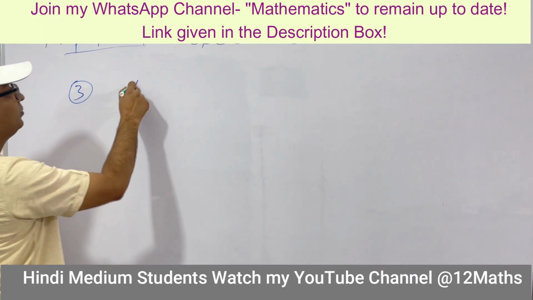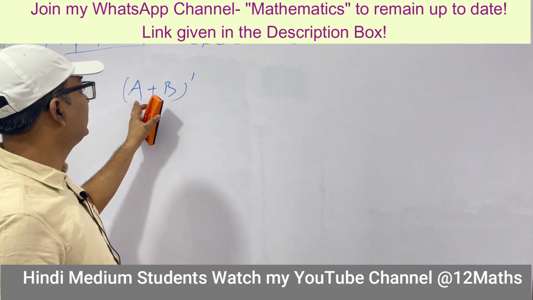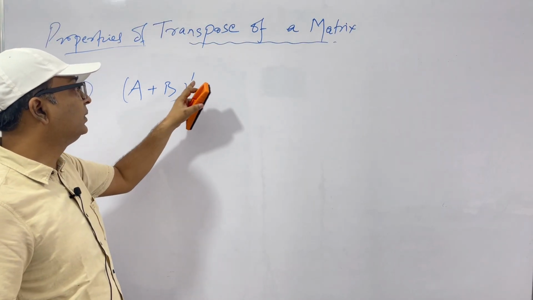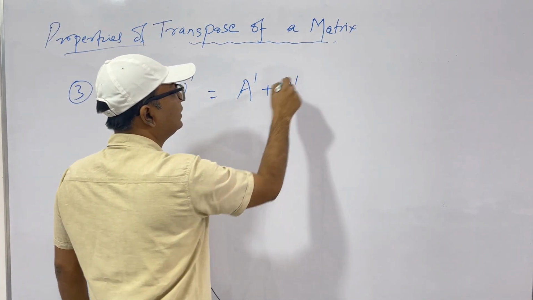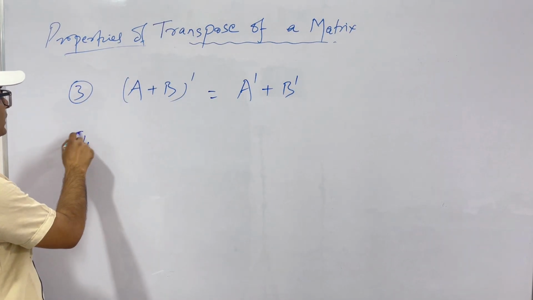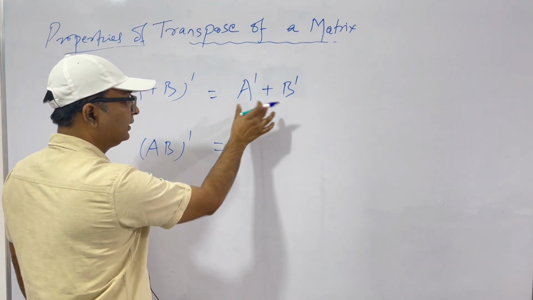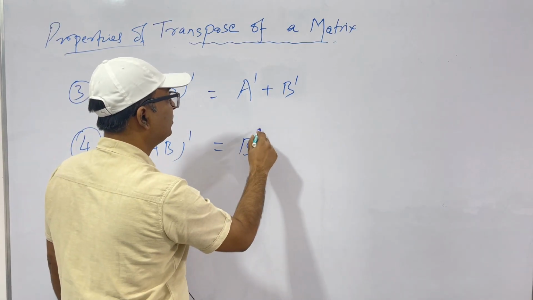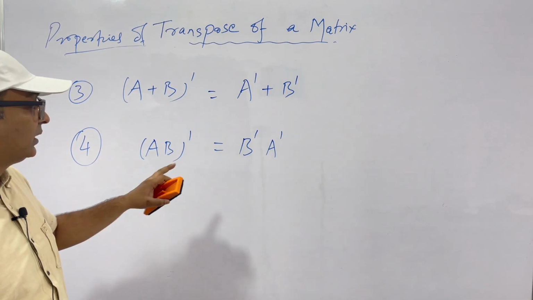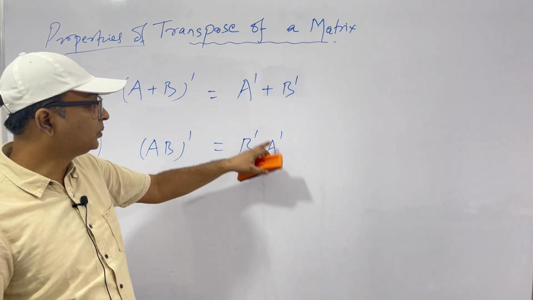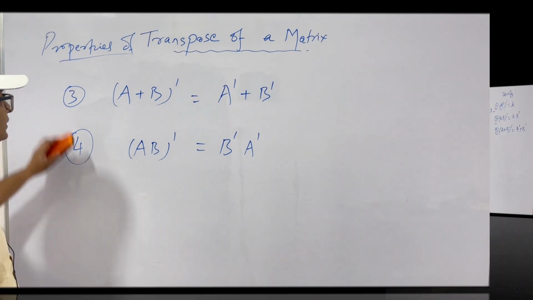The third property is very important. If we have addition of two matrices, then the transpose of the sum of two matrices, A plus B whole transpose, is simply A dash plus B dash. Learn it by heart. Fourth is the transpose of the product of two matrices. It's like this, but it will reverse. This will become B dash into A dash because of conformity, M cross N, N cross M. So this becomes B transpose A transpose. Clear? Now we'll see some questions, some examples to understand this.